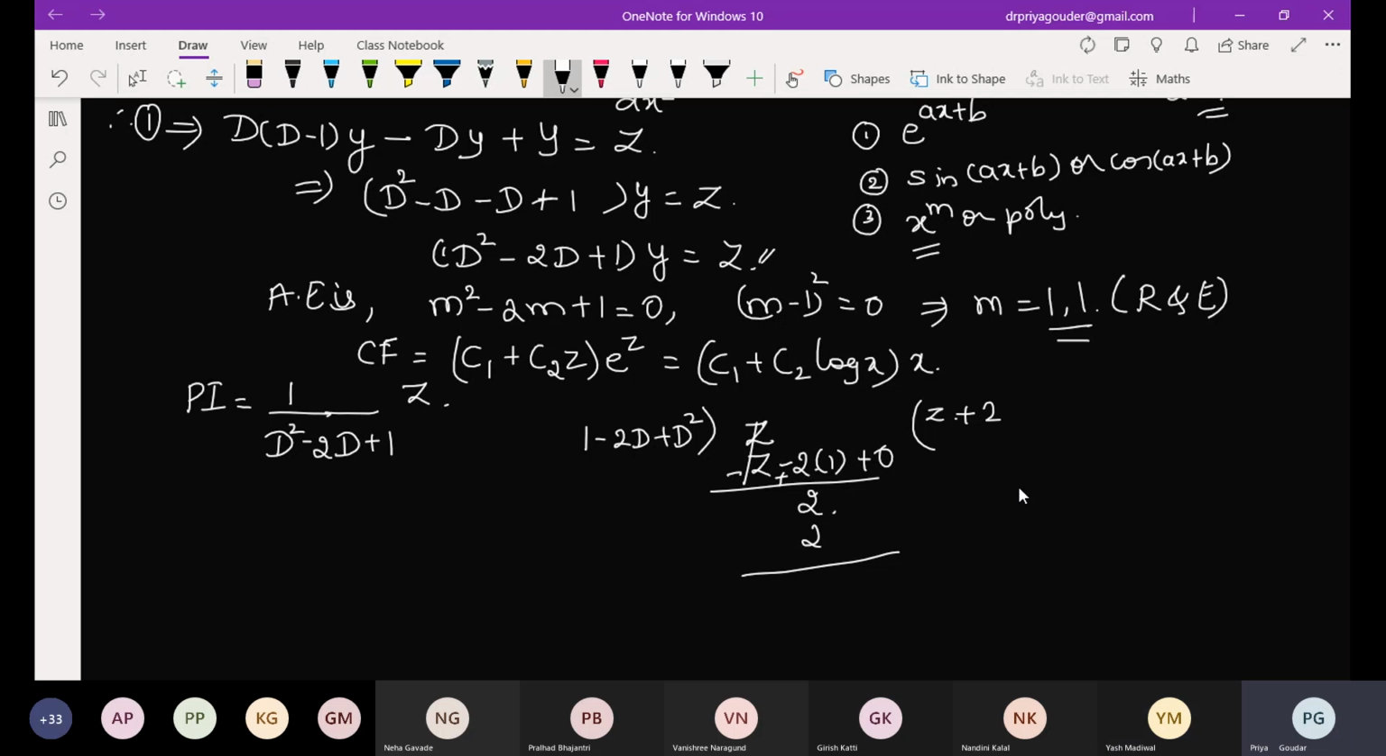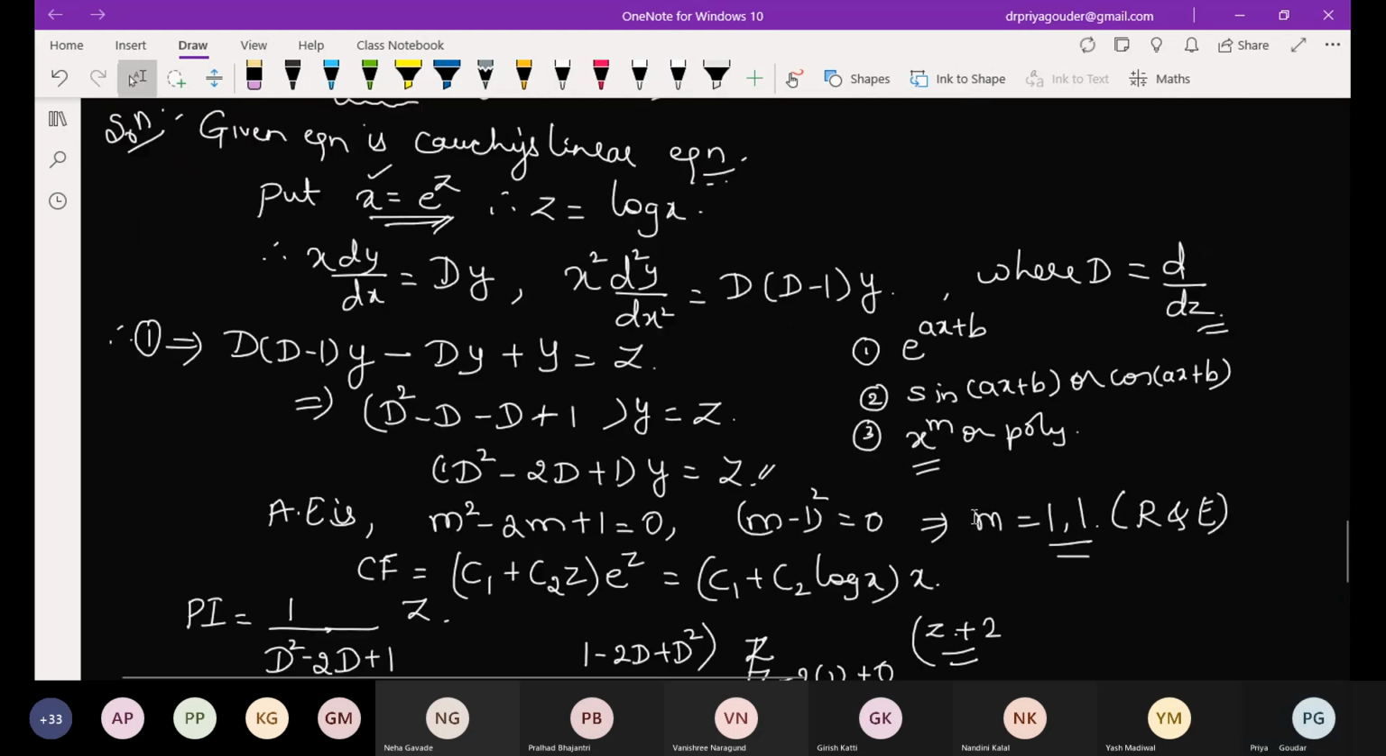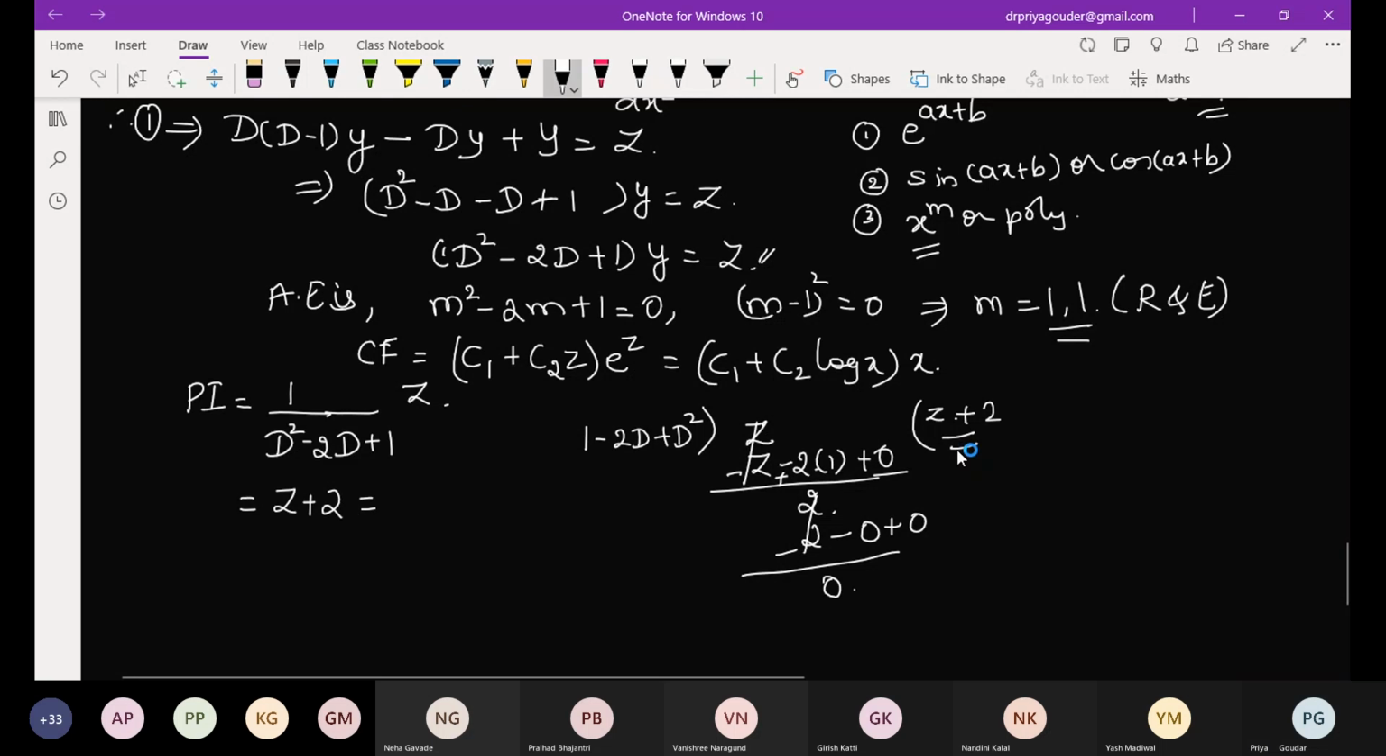Plus 2 only. If you take 2 and operate it on this, 2 into 1 is 2, minus 2 into the derivative of 2, which is 0. The second order derivative is also 0. So again change the sign and we'll get the remainder as 0. So what is your PI? Z plus 2. Now what is the value of Z? Substitute back and see what Z is in terms of X. Z is log X, so PI is log X plus 2.